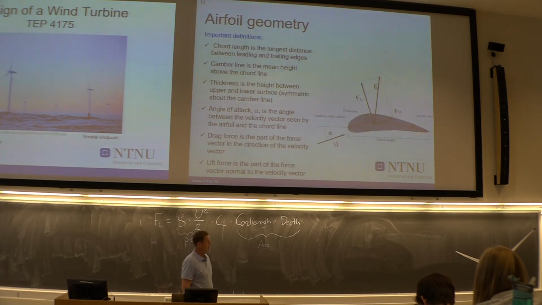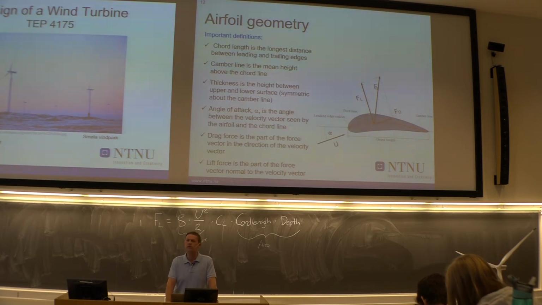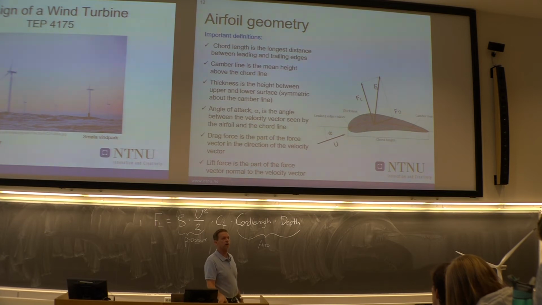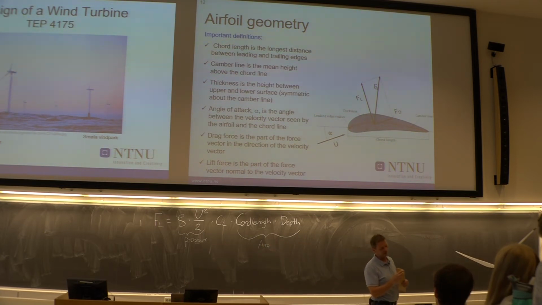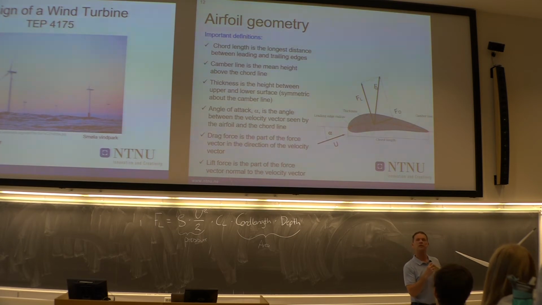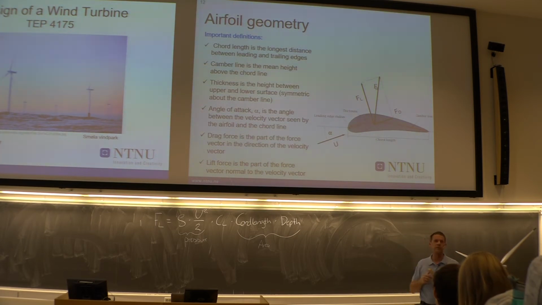A few other things we need to define. We told you about the chord length. We also need to talk about the camber line. And the camber line is different than the chord line. The chord line is simply a straight line, while the camber line is the middle line, also in the middle of the upper and lower surface. So the red line there on this one is the camber line.